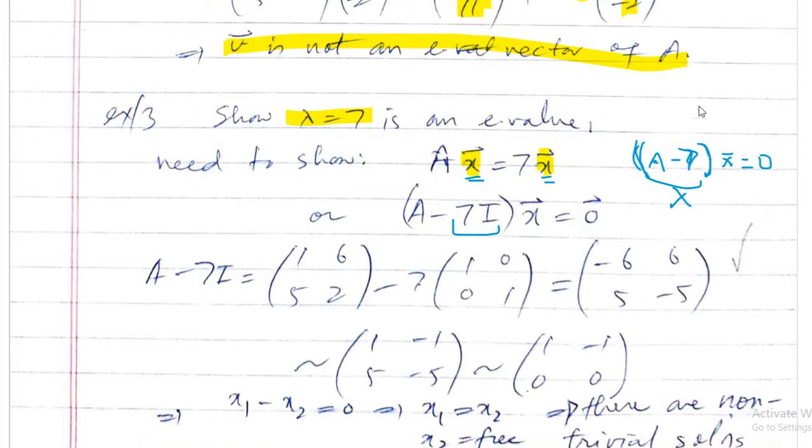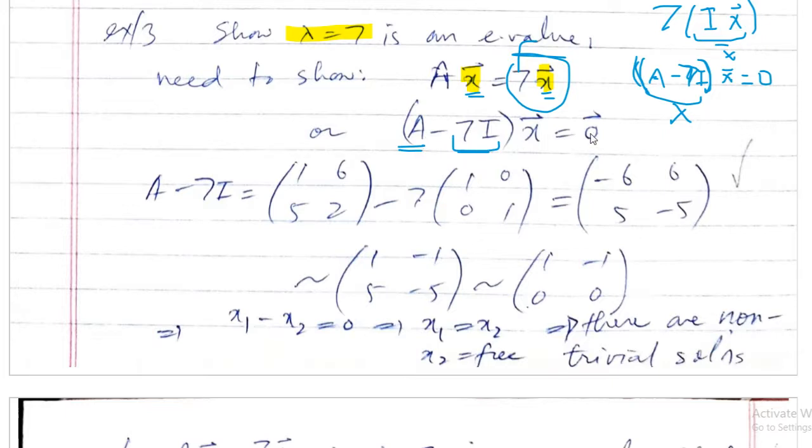So what we do, we write 7x as 7Ix. You remember when we multiply an identity matrix with anything, it does not change, right? So x can be written as Ix, because Ix is the same as x. Now if you take x common, it becomes 7I. So 7I is a matrix that can be subtracted from A. So Ax equal to 7x means (A minus 7I)x equals 0.